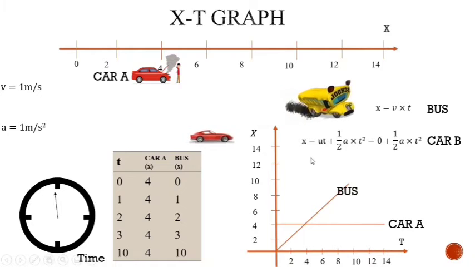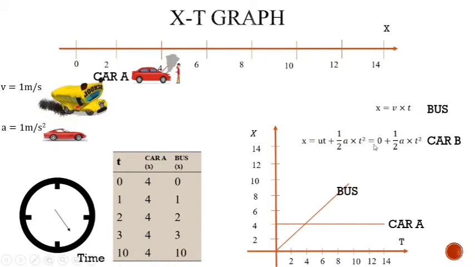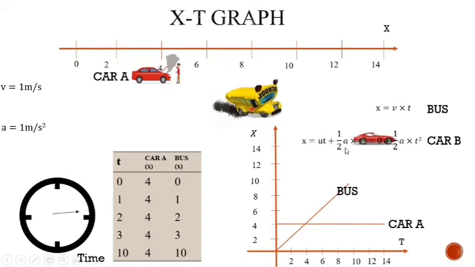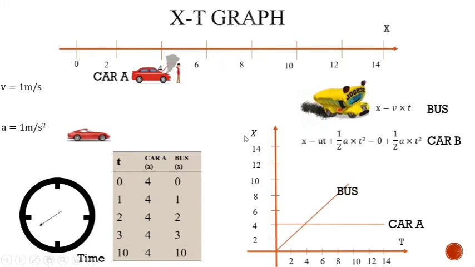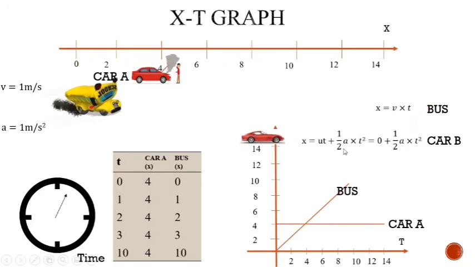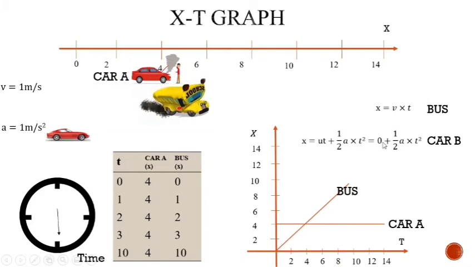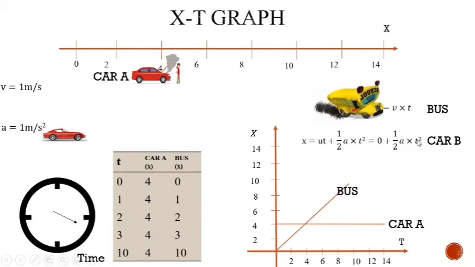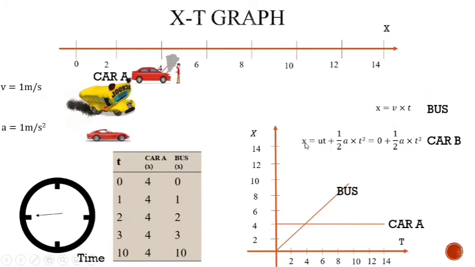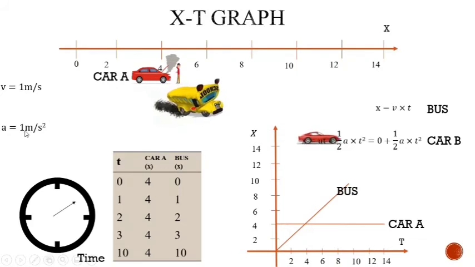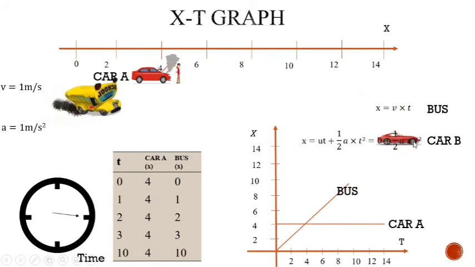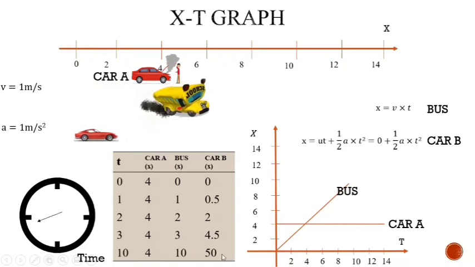To find out displacement in case of accelerated motion, we have the third equation of motion, that is x equal to ut plus half at square. Here initial velocity for the car is 0. So this first term will become 0, and later we can put different times to calculate the displacement, because we have acceleration.